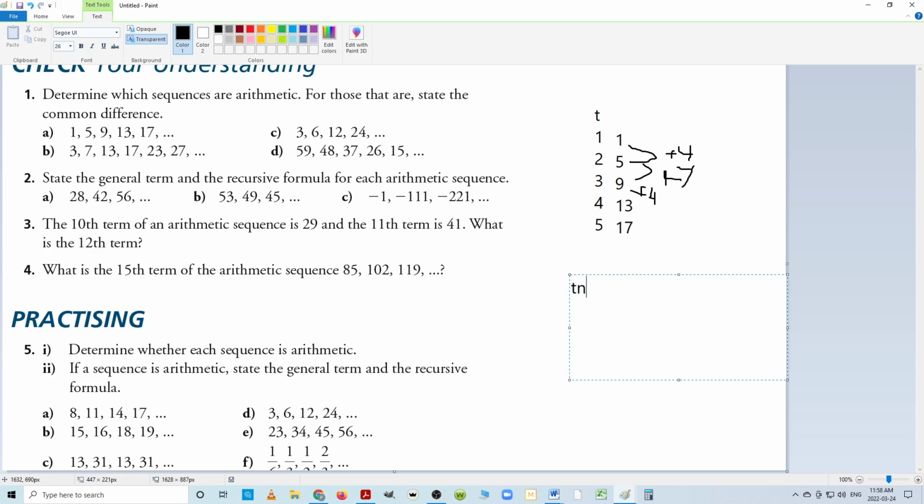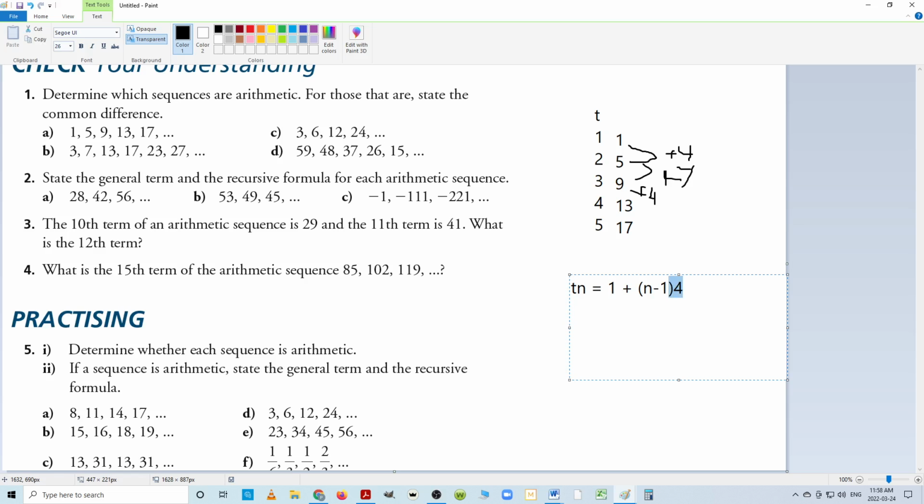I won't do general. I'm just going to take the formula, which I know is term 1 plus n minus 1 times the difference. I know that we would just leave this like this. And I know term 1 is 1, and my difference is 4. And there I have now a method to figure out any term that I want.